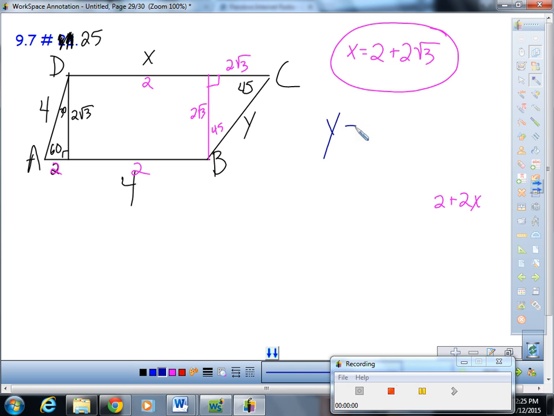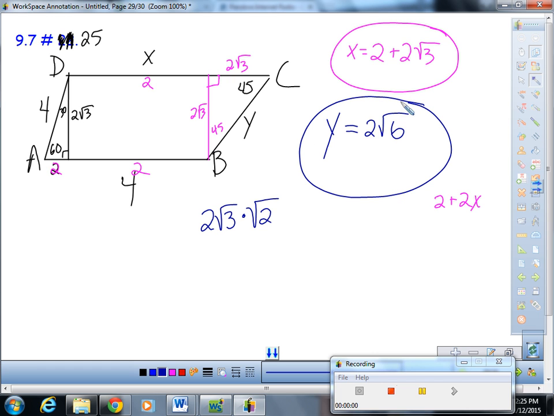So to get to Y, we got to get from the leg of a 45, 45, 90 triangle to the hypotenuse. So 2 radical 3. You multiply by radical 2 to get from the leg to the hypotenuse. And that is indeed 2 radical 6. Boom!